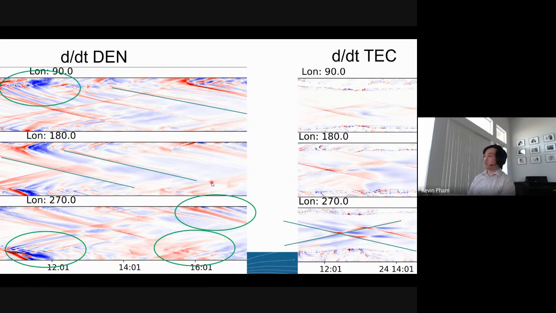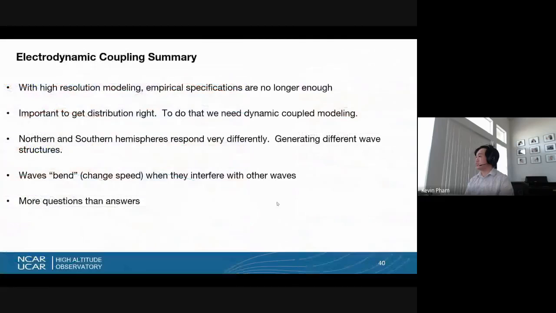This high-resolution simulation seems to produce a lot more questions than it does answers, but you do see a lot of very interesting effects that we can start to dive into with the high-resolution simulation. So with high-resolution modeling, empirical specifications are no longer enough. You need high-resolution models, you need good distribution, and you need a coupled model to give you all the right distribution at the right time, at the right location. And then the northern and southern hemispheres respond very differently, so you also need to take care of the northern hemisphere equally.